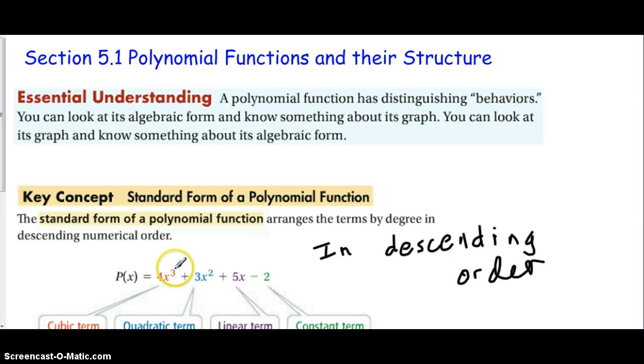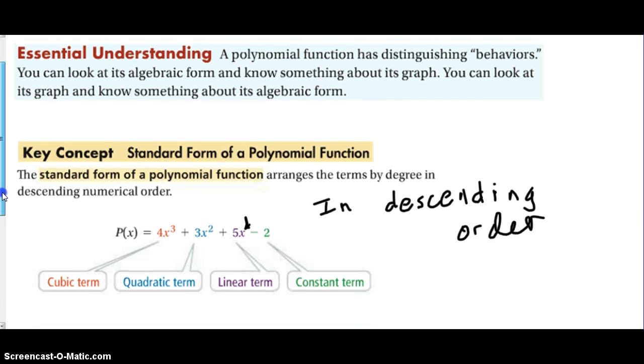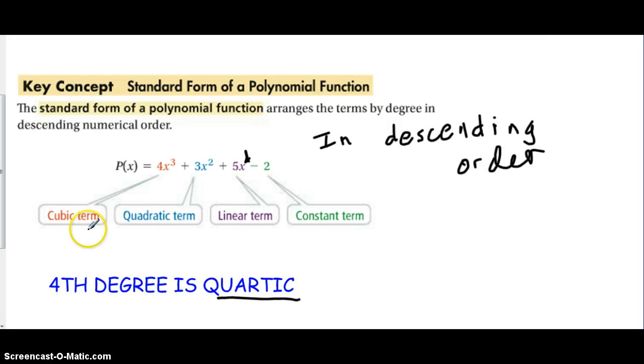And that's exactly what they have here, 3, 2, 1. And believe it or not, this is just a constant. So let's take a peek here at some of the terms. This is a cubic term. Remember, terms are separated by all the pluses and minuses. So we have 1, 2, 3, 4 terms. This is a cubic term because of the 3. This is a quadratic because of the square. This is a linear because of the 1. And obviously this is just a constant of -2.